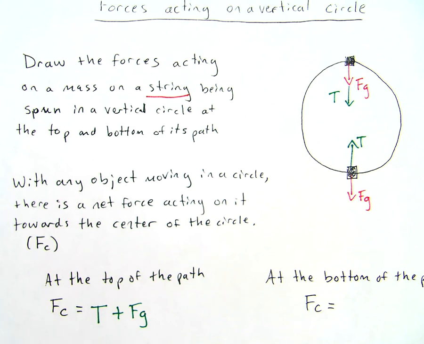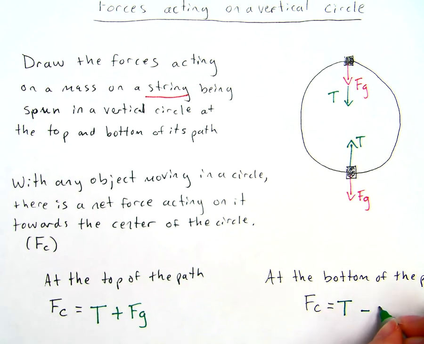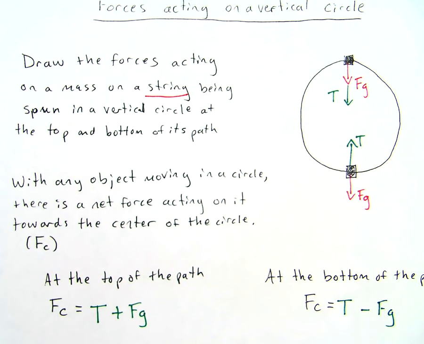That force, if you do calculate a number, should help us find the overall force in the negative direction. At the bottom of the path, on the other hand, we have the same two forces, but they're acting in opposite directions. So in this case, we're going to have T minus the force of gravity. Remember that in both of these cases, Fg is equal because it's the same object.